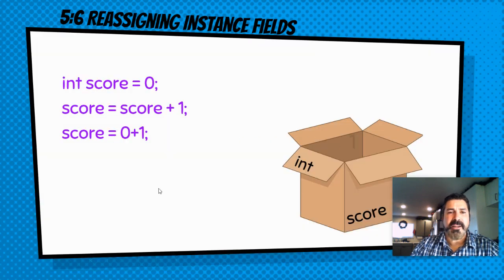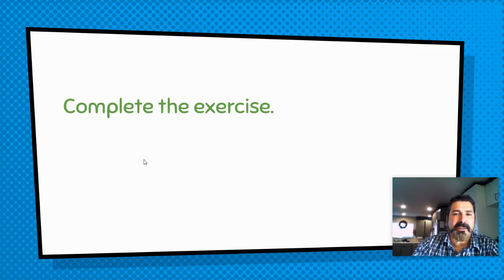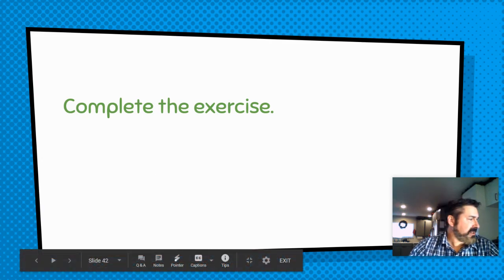All right, let's try this. Int score equals 0. Int TD equals 6. So the score is now 0. A touchdown equals 6. An extra point is 2. Score equals TD plus EP. So what's the new value of score? See if you can figure that one out. Okay, so let's complete the exercise and see what this looks like.